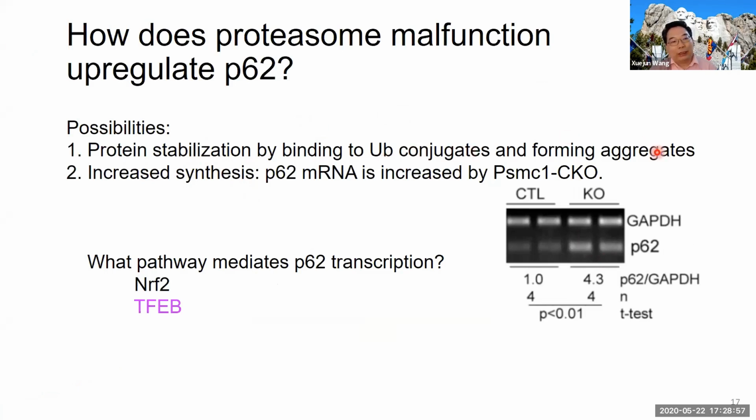And these aggregates are, of course, no longer accessible to the proteasome. The proteasome can only degrade individual ubiquitinated protein molecules. It has to be soluble. It has to be individual. Once they form aggregates, the proteasome would not be able to degrade them. That's why autophagy may have to come in to remove them.